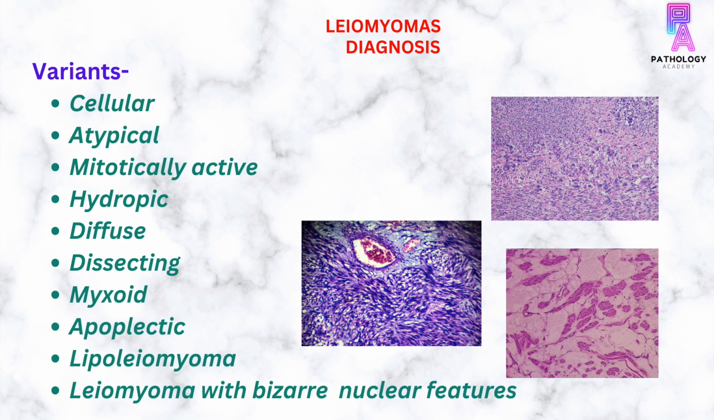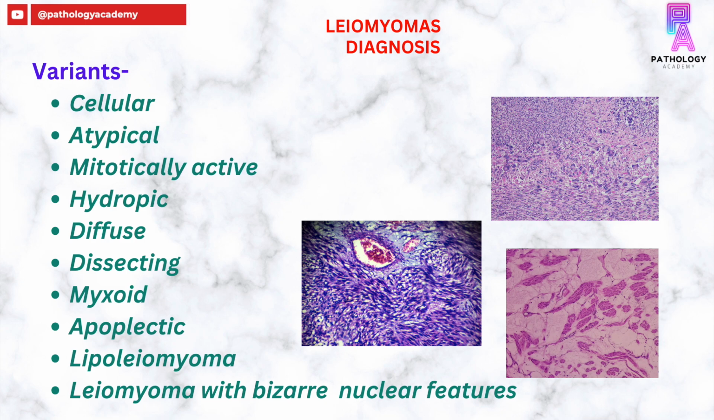Myxoid leiomyomas are hypocellular tumors, and in this the cells are separated by myxoid matrix composed of glycosaminoglycans which are alcian blue positive and occupy more than or equal to 50% of the overall tumor volume. Coming to apoplectic leiomyoma. The apoplectic leiomyomas have a central zone of hemorrhage and necrosis with increased mitotic activity in its periphery or myxoid changes, also known as the zonation phenomenon.